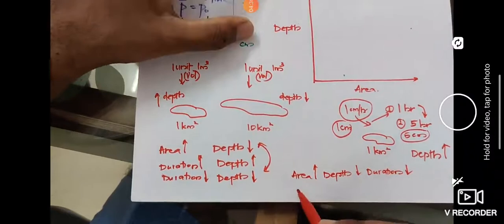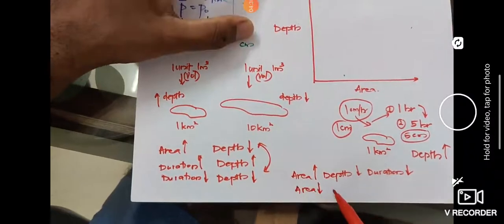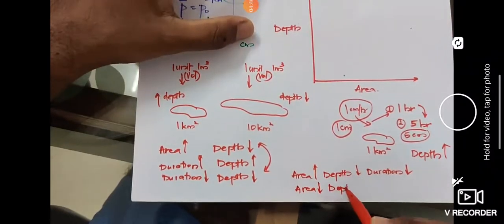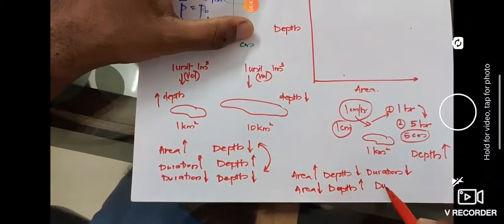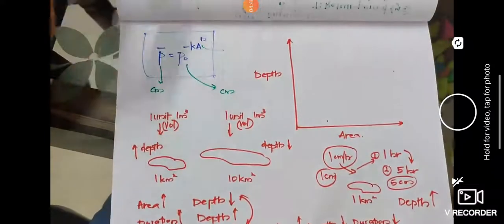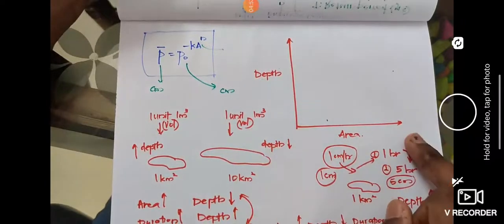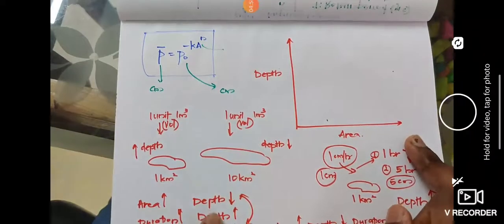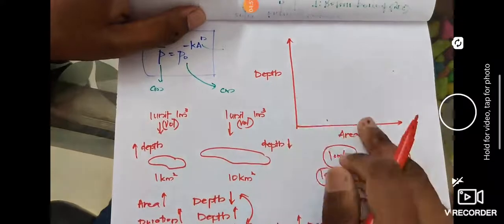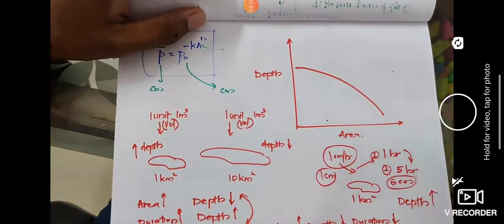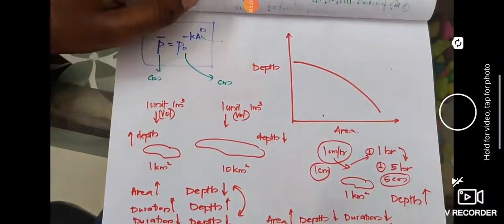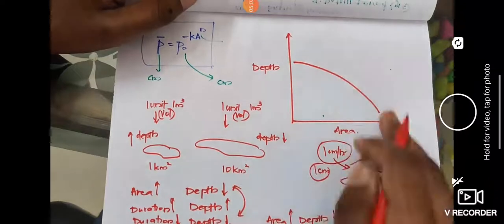And the vice versa connection will be, when the area is less, the depth will be more, and when the duration is more, also depth will be more. So these are the two relations. I've already said that when the area increases, depth will be decreasing. So it is an inverse relation, but it will be varying like this. If you plot it with the actual rainfall values, you'll be getting values like this.